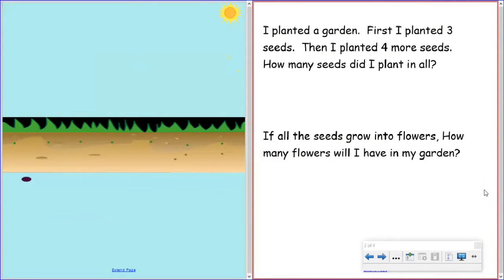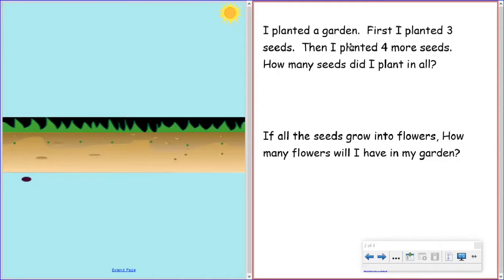Today we're going to solve a problem. When you have a story problem to solve, you need to make sure that you understand what the story problem is telling you and what the story problem is asking you. So let's unpack this story problem. To unpack it, we're first going to read the whole problem.